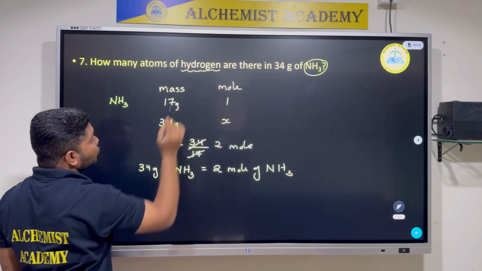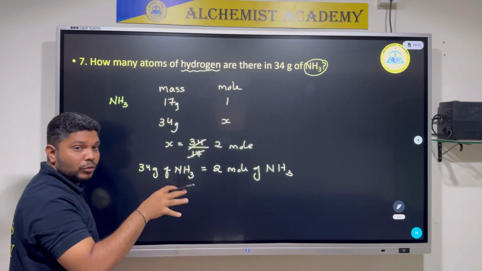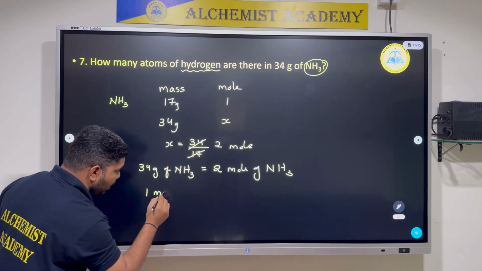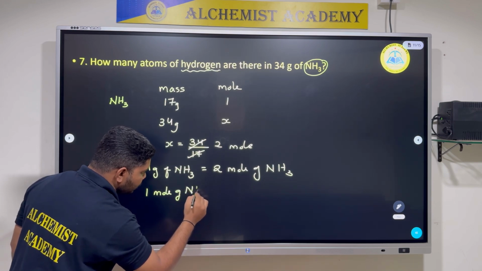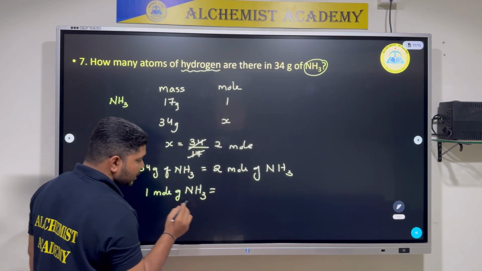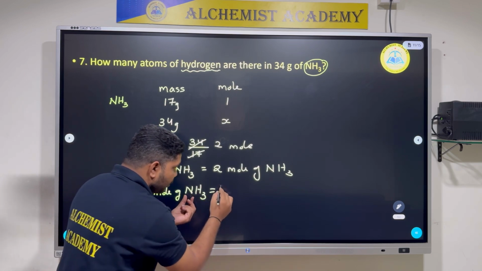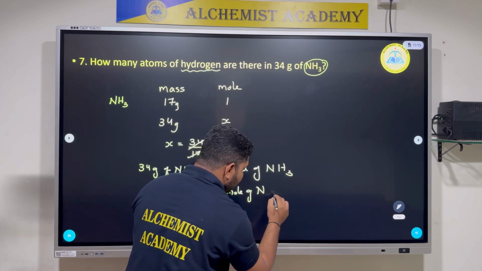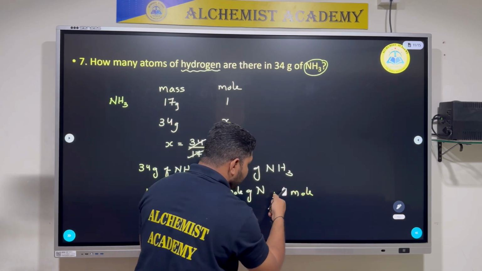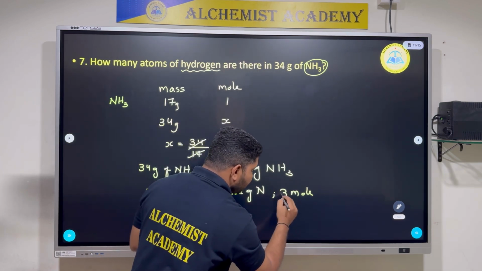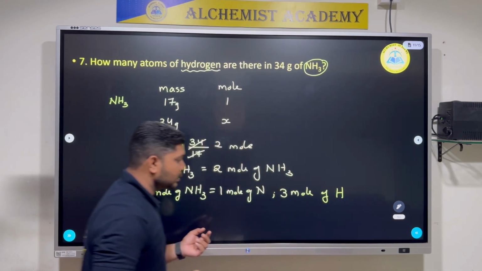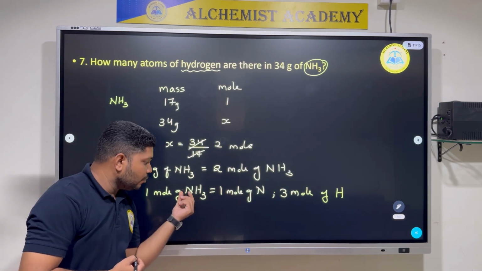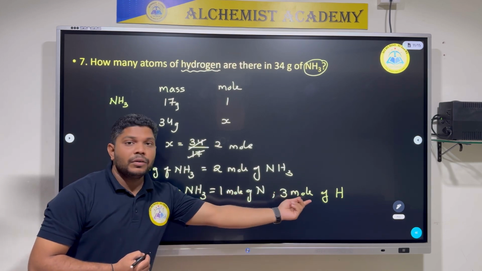How many atoms of hydrogen? Now we are going to relate the atoms of hydrogen with respect to ammonia. When I say 1 mole of NH3, what does it mean? It means 1 mole of nitrogen and, sorry, how many hydrogens are there here? 3. So it will be 3 moles of hydrogen. You understood this? From this molecule, if it is 1 mole of this, it means 1 mole of nitrogen and 3 moles of hydrogen.